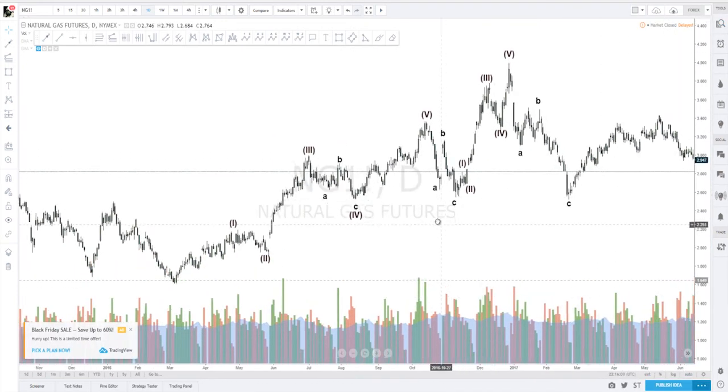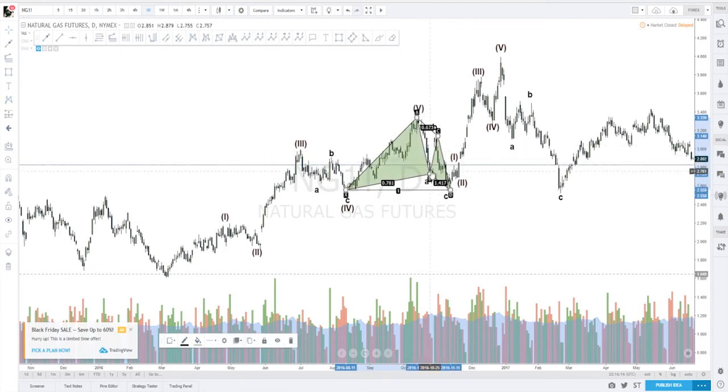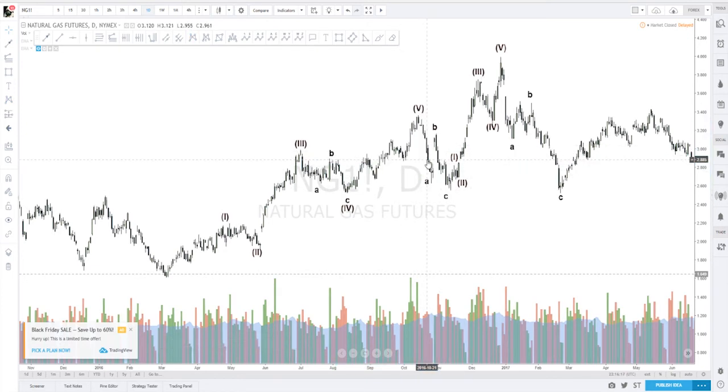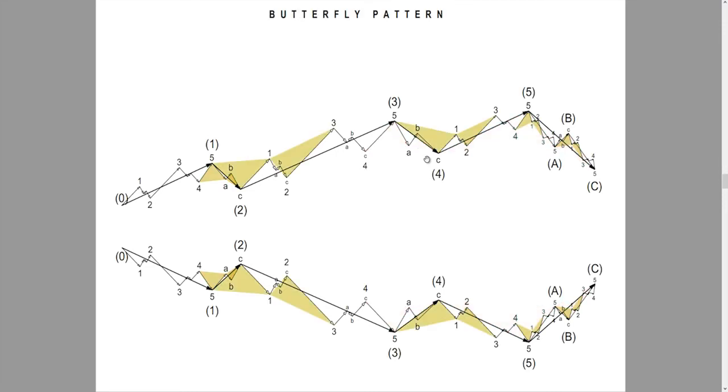Like this, we saw here that the end point goes lower than the start point, like this. So this is a good pattern to trade, but there are also, I found out, patterns that are not so good to trade, because the butterfly usually leads you into a correction.